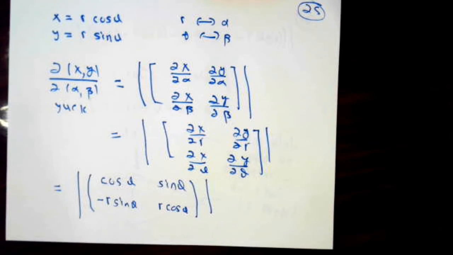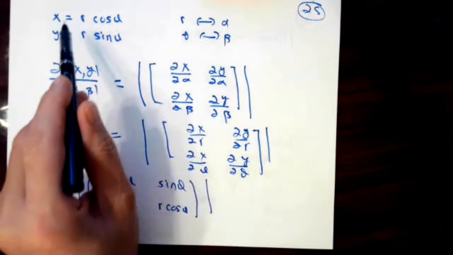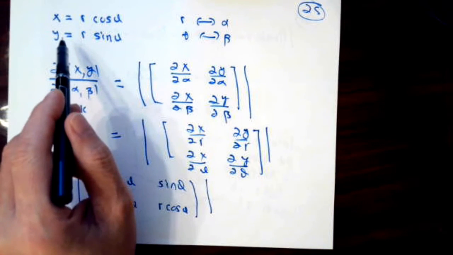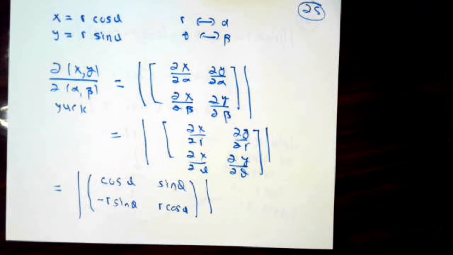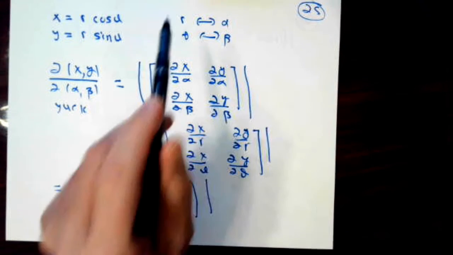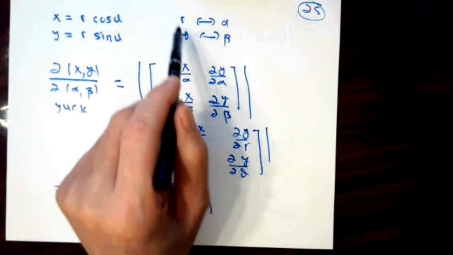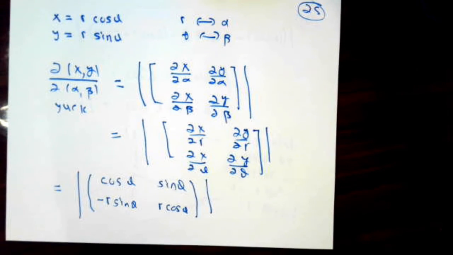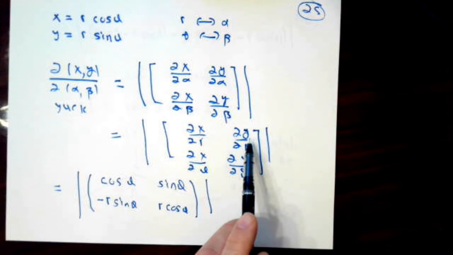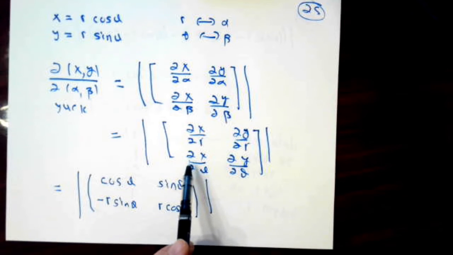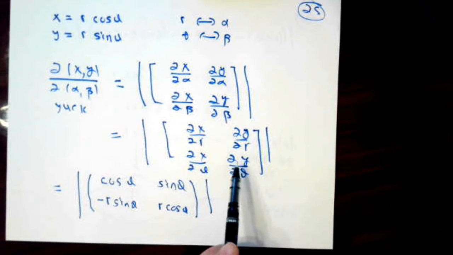What's missing is the ugly piece of notation. I've got to write in the derivatives of x and y with respect to, previously I was calling them alpha and beta in general, but now we'll get specific. The new coordinates are r and theta. So I'm going to have to write down the partial of x with respect to r, partial of y with respect to r, partial of x with respect to theta, partial of y with respect to theta, take the determinant of that, and then take the absolute value of it.